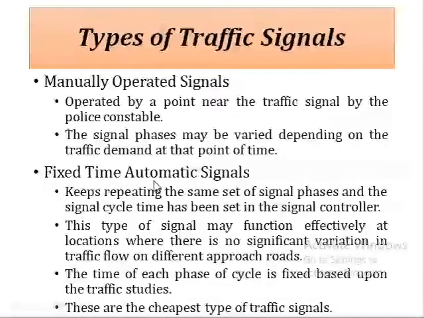Second are fixed time automatic signals. In this type of signals, same set of signal phases are repeated again and again. These are fed inside the traffic signal and they are repeated again and again. This type of signal may function effectively at the locations when there is no significant variation in traffic flow on each approach road. The time phase of each cycle is fixed based upon the traffic studies done earlier. These are the cheapest type of traffic signals available in the market.